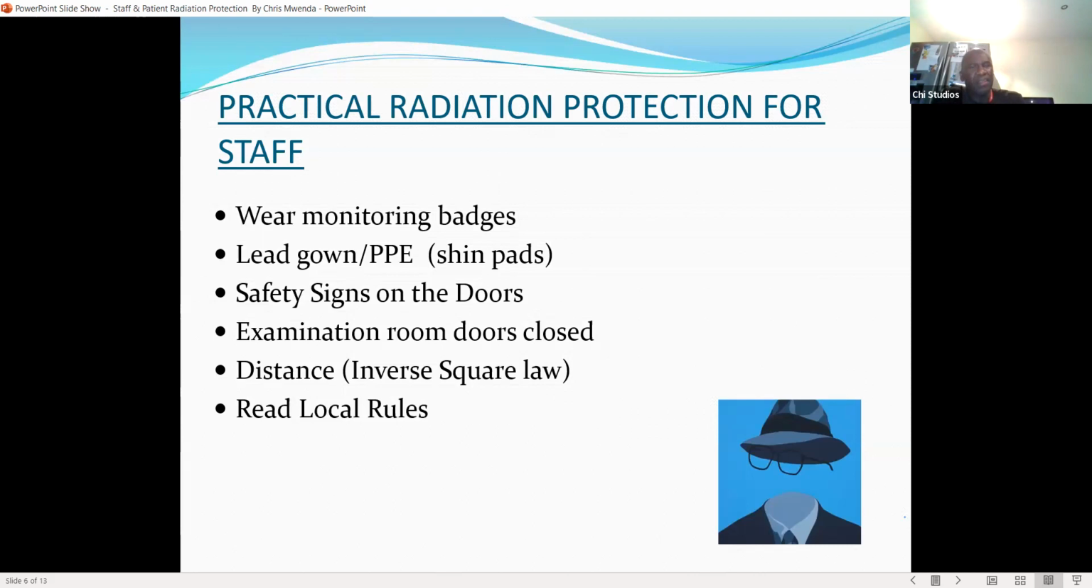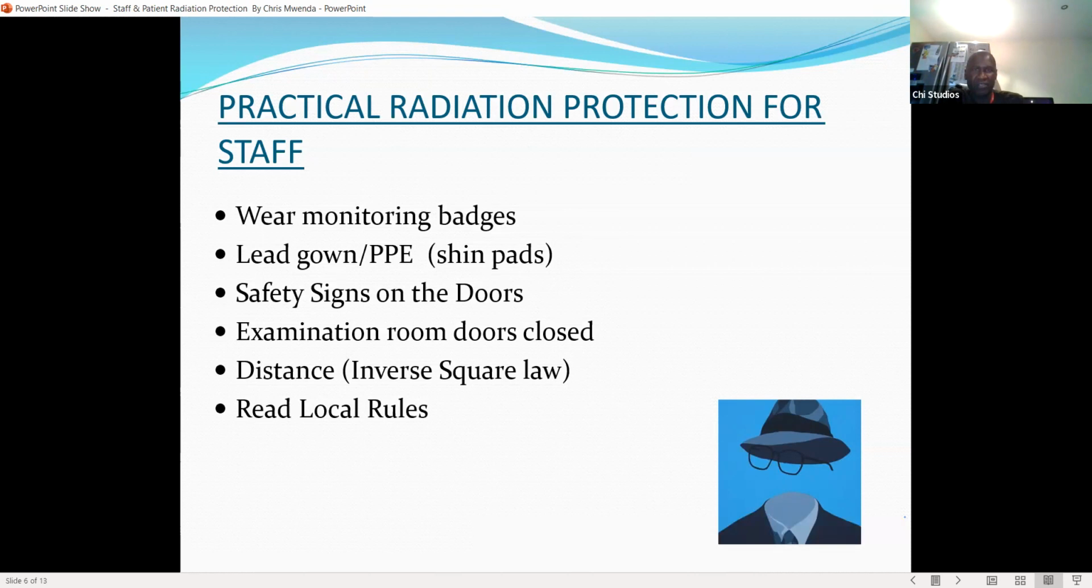The other thing I'll look at is lead gown PPE. You have to make sure that everyone who is involved in the procedure is wearing correct personal protective equipment. For nurses, radiographers, physiologists, you need to have a 0.25 lead coated. For scrub nurse, first operator, second operator, they need to have 0.35 lead equivalent. Why do they have more? Because they are near the source of radiation.